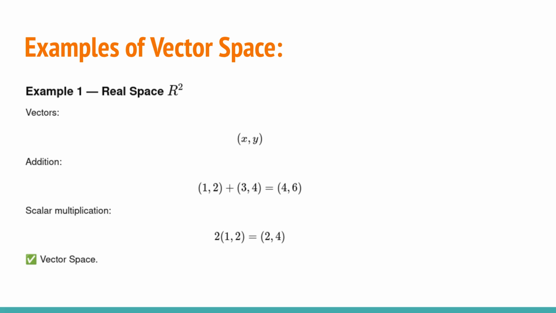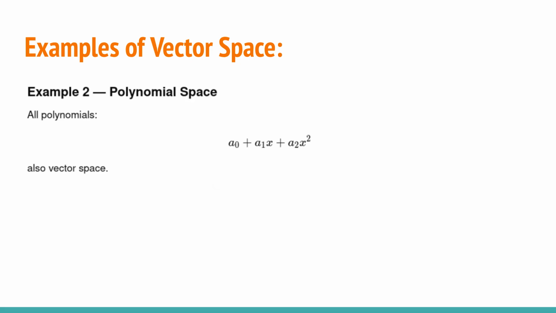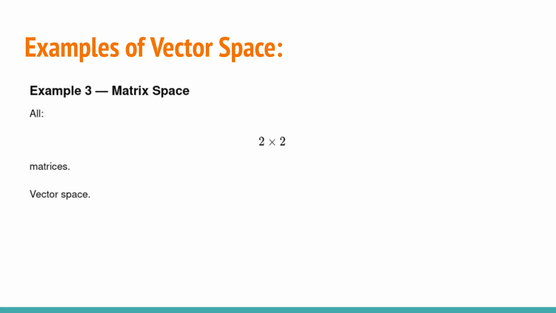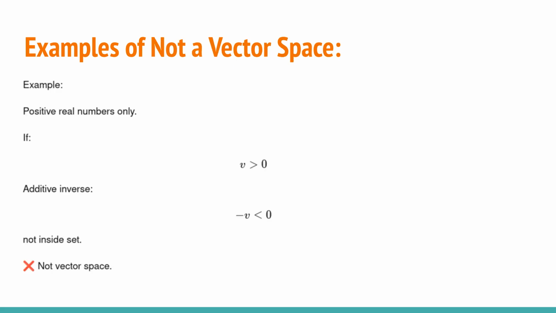Let's look at examples of vector spaces. The real space R squared is a vector space, as vectors can be added and multiplied by a scalar, and the results are still within R squared. Another example is the polynomial space. All polynomials, such as this example expression, also form a vector space. Specifically, all polynomials with a degree less than or equal to 2, including the zero polynomial and being closed under addition, form a vector space. Finally, the set of all 2 by 2 matrices forms a vector space, as matrix addition and scalar multiplication satisfy the necessary properties.